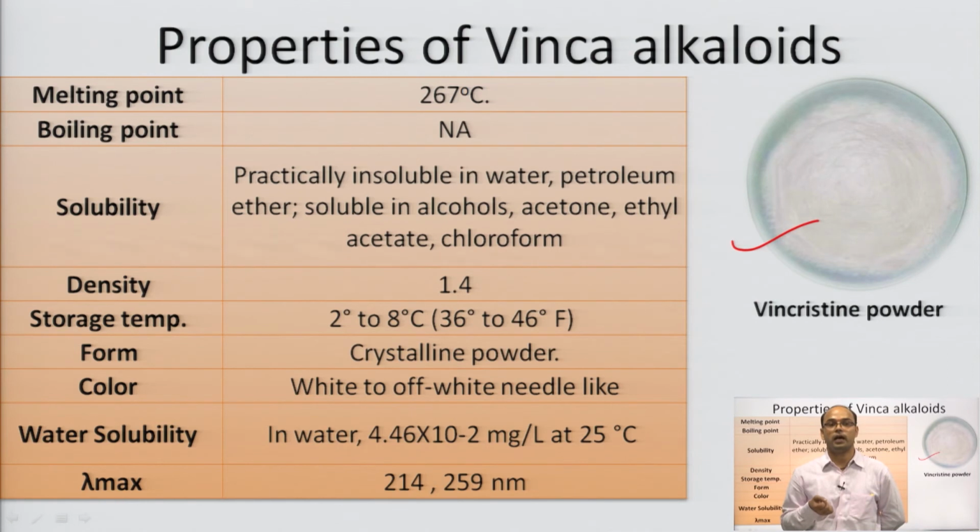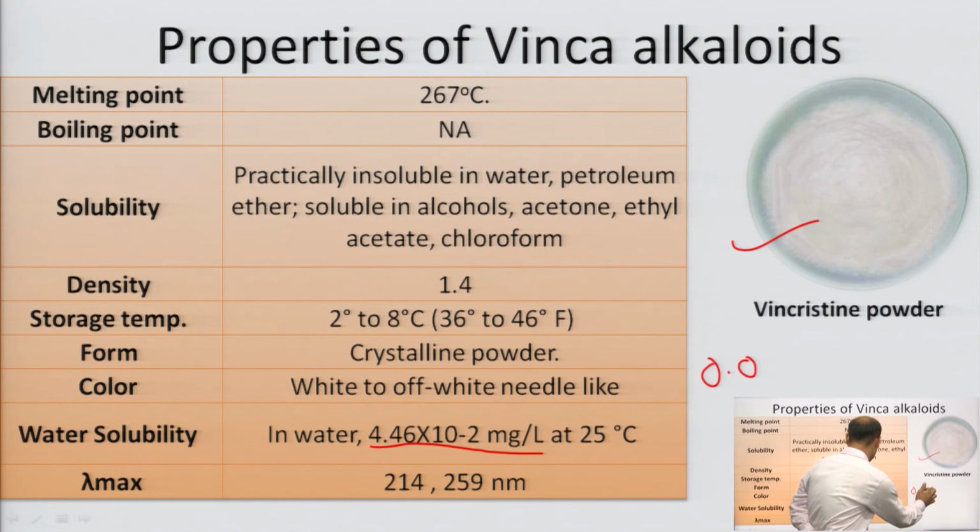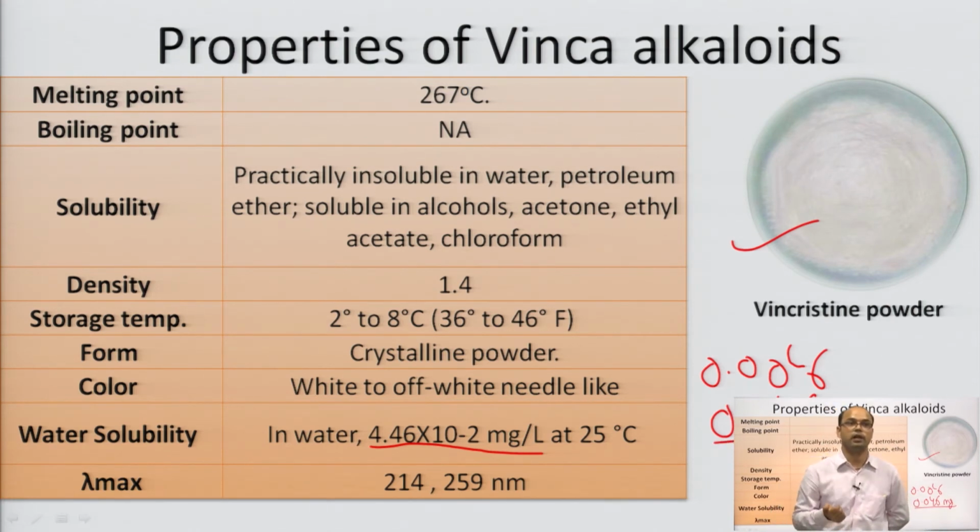Water solubility: as we have seen, it is very insoluble in water, so here you can see the solubility in water is only 4.46 times 10 to the power minus 2. It means 0.046 mg of the drug or Vinca alkaloid is soluble in 1 liter of water at 25 degrees Celsius. It has a lambda max of 214 and 259 nanometers.